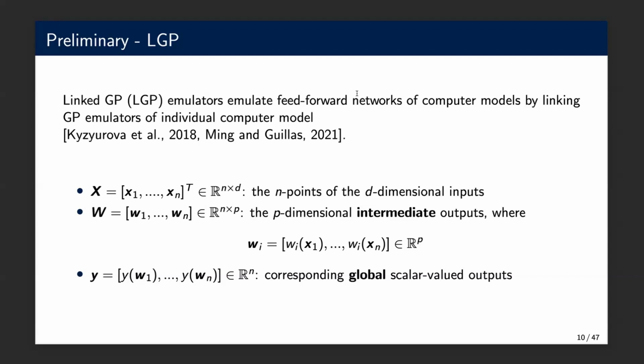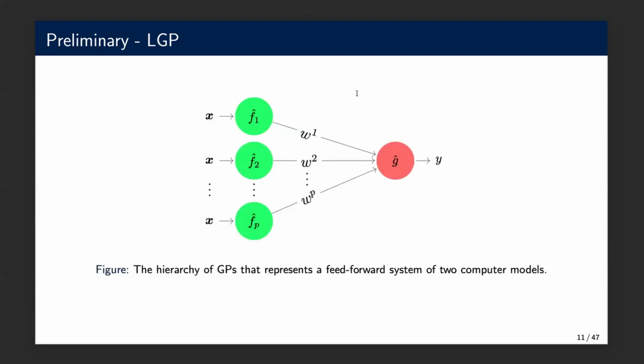Here we consider that we can observe a p-dimensional intermediate output, and then this intermediate output will be the input for the final output model and give our corresponding global outputs. And this figure shows the hierarchy of the GPs that represent a feed-forward system of two computer models, where the green one is the first layer and the red one is the next layer.